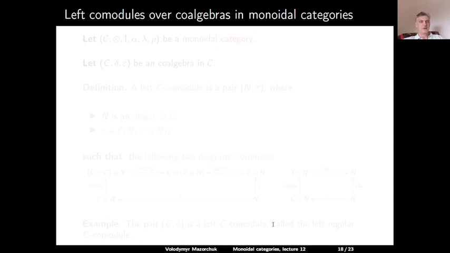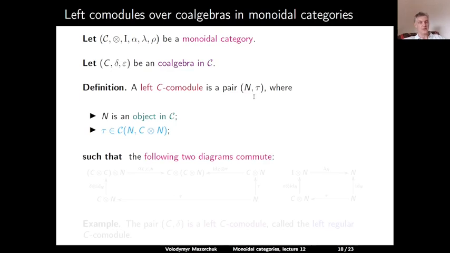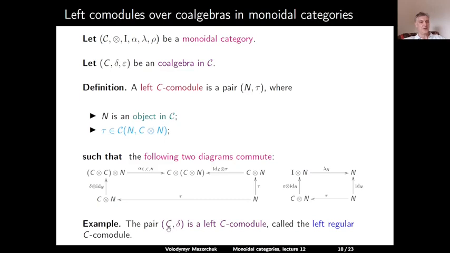Now let us discuss left comodules over coalgebras in monoidal categories. Let C be a monoidal category, and let C, delta, epsilon be a coalgebra in C. Definition: a left C-comodule is a pair N, tau, where N is an object in C, and tau is a morphism in C from N to C tensor N, such that we have the following two commutative diagrams. So we have the co-associativity diagram, where the rightmost factor is now N, and we have the left co-unitality diagram for N. For example, if we take the original coalgebra C together with comultiplication delta, this is a left C-comodule, more or less by definition, and this is called the left regular C-comodule.